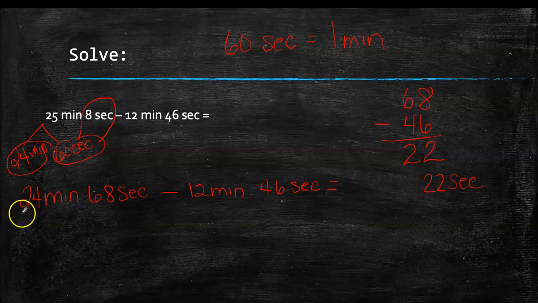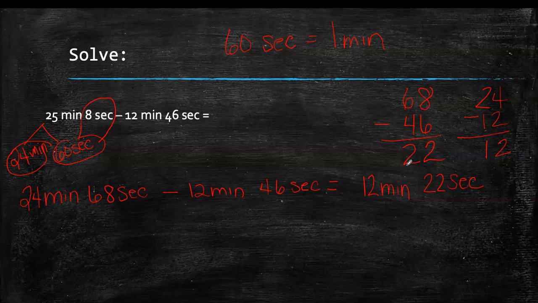Now I have minutes. 24 minutes minus 12 minutes. 4 ones minus 2 ones is 2. 2 tens minus 1 ten is 1, and that leaves me with 12 minutes. So my answer is 12 minutes, 22 seconds.